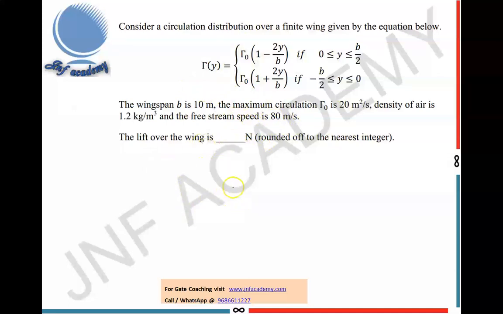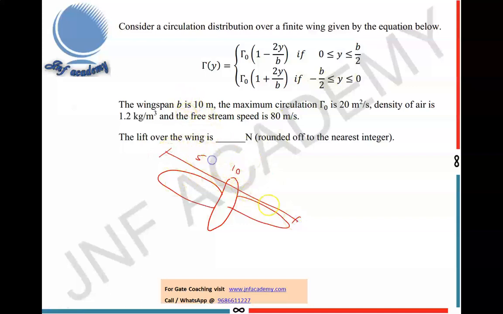So first let me put this like this. If the fuselage of the aircraft is like this, the wings will be like this, right? So this is one wing and this is the other wing. So you can clearly see the entire wingspan will be 10. That's what is given. The wingspan is 10. So this part is 5. This side is 5. Okay. And so this circulation distribution for one side semi span, right? That's why you see 0 to b by 2, then minus b by 2 to 0. So it is like that.